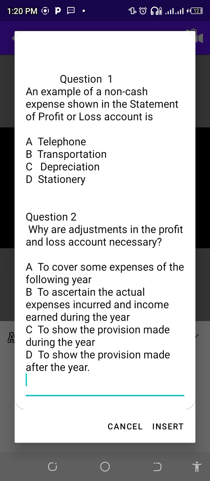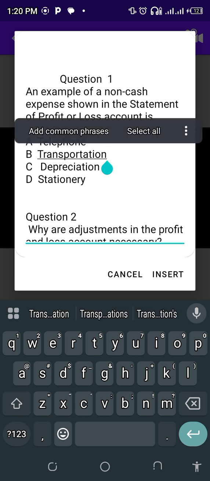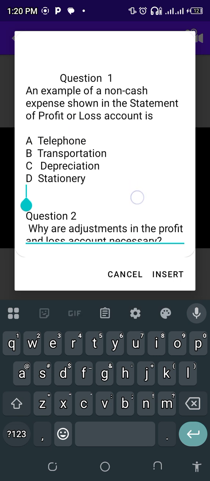Question 1. Question 1 reads: an example of a non-cash expense shown in the statement of profit or loss account is A. Telephone, B. Transportation, C. Depreciation, D. Stationery.